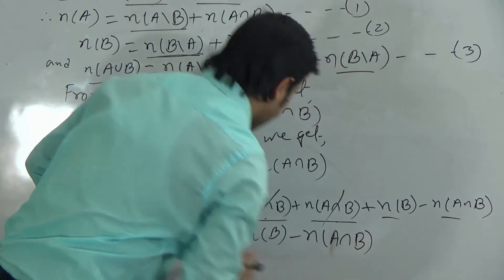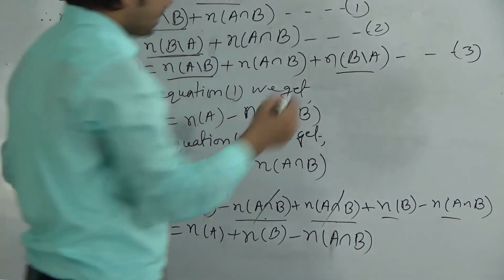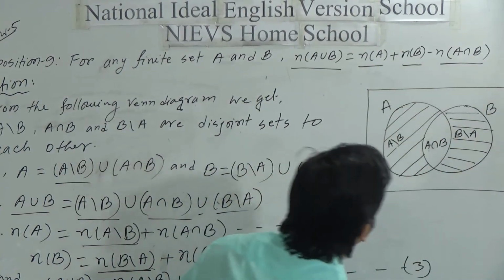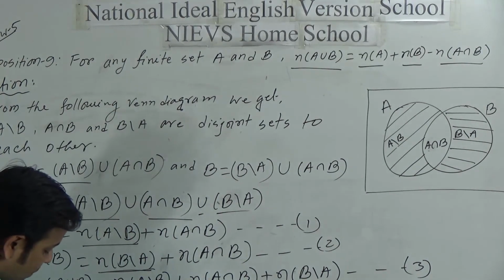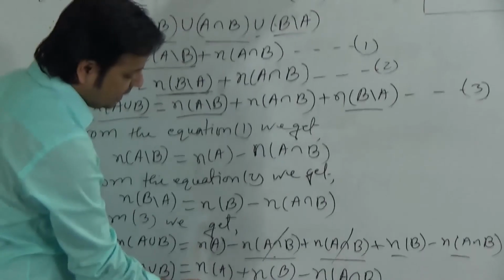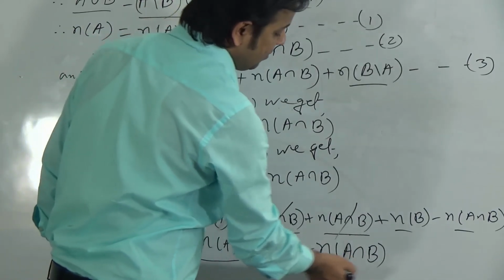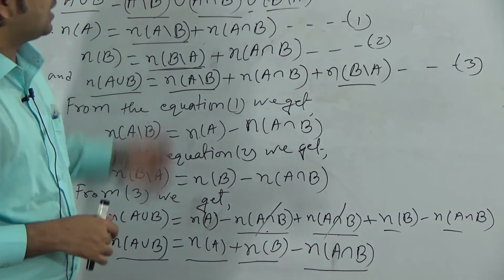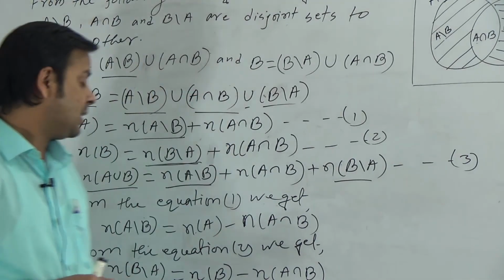Okay, dear students, so now see what we need to prove. We need to prove that number of elements of A union B is equal to number of elements of A plus number of elements of B minus number of elements of A intersection B. So I have proved here number of elements of A union B is equal to number of elements of A plus number of elements of B minus number of elements of A intersection B. So proof is done.